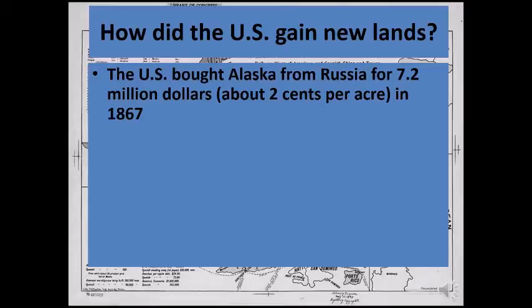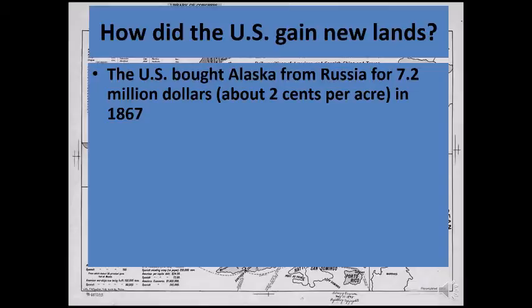First off, we bought things. We bought Alaska from Russia, for example, for $7.2 million, about 2 cents per acre, in 1867. Very good deal. No way you could buy an acre of land for 2 cents per acre in any part of the United States today, I think.